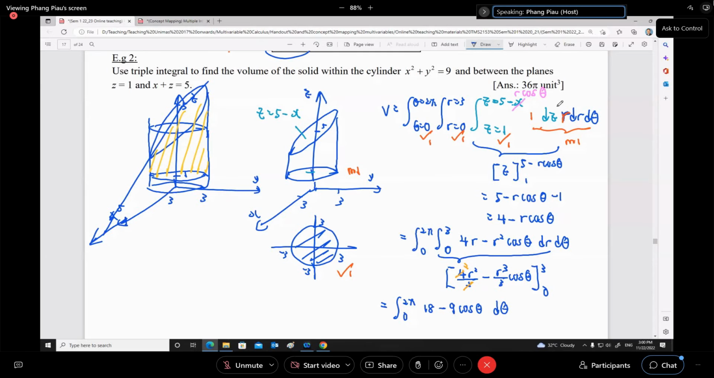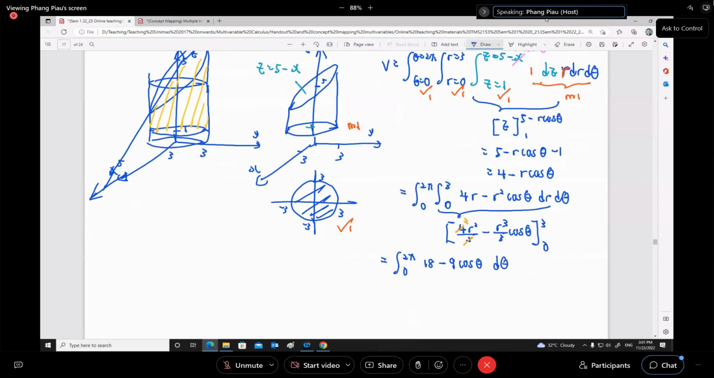So this is the integration you need to perform for theta. You may compare your answer with my answer. You get 18 theta minus 9 times negative sin theta, so you get a negative sign, everything from 0 to 2 pi. And you may substitute 2 pi into 18 theta. The rest, if you substitute with 2 pi, you know it is 0. So this is also 0. So the final answer here is 36 pi unit cube.